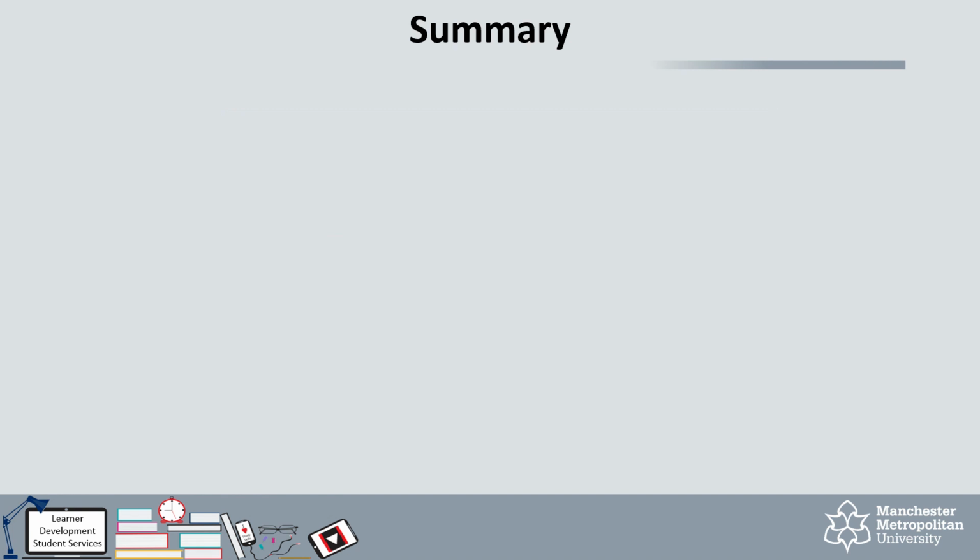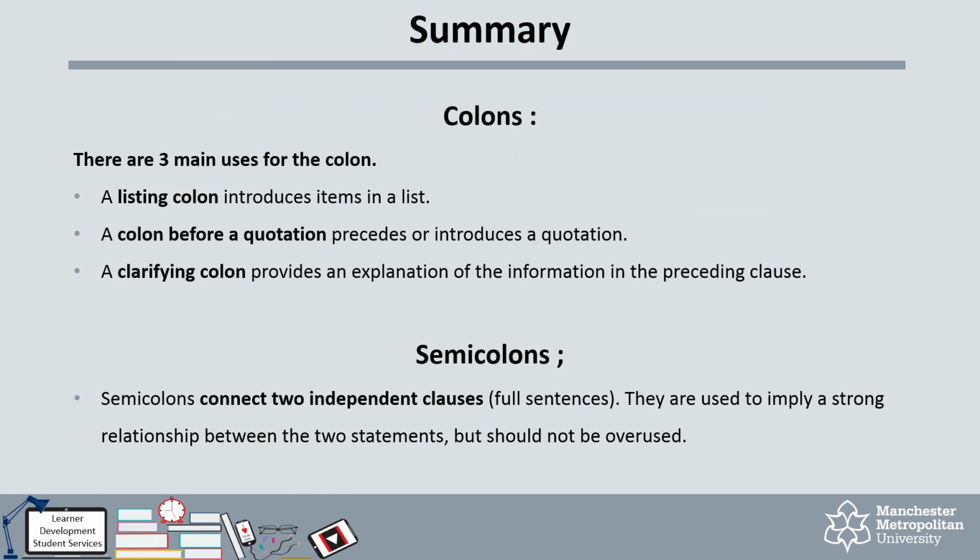So, to summarize, there are 3 main uses of a colon: to introduce a list, before a quotation, or to clarify a statement. A semicolon goes between two independent clauses to indicate a connection between the 2 points.